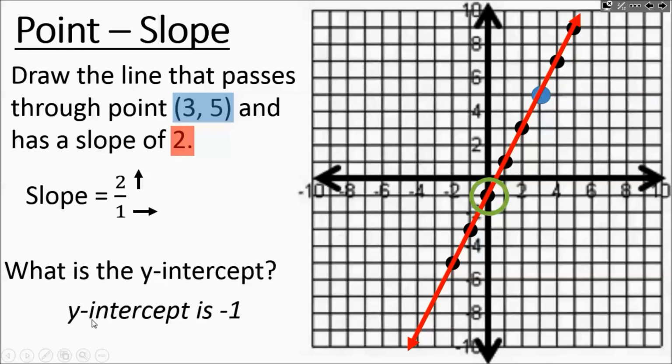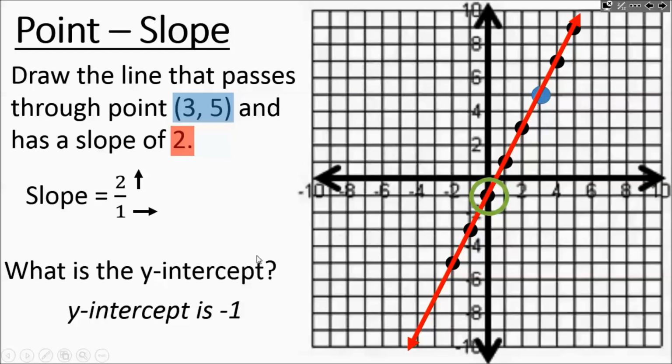A lot of times you'll see this little dash between the y and the word intercept. A lot of kids think, oh, that means it has to be negative. No, it's just a hyphenated word, y-intercept. Just keep that in mind. It doesn't mean that it has to be negative.